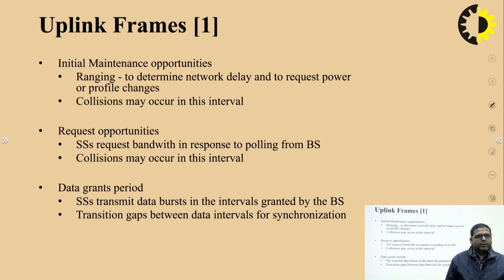When we talk about uplink frames, the initial maintenance opportunities are used to determine network delay and request power or profile changes. In this interval, collision may occur. Second are the request opportunities, in which the subscriber station requests bandwidth in response to polling from the base station. In this interval, collision may also occur. And third is the data grant period, in which the subscriber station transmits data bursts in the interval granted by the base station.